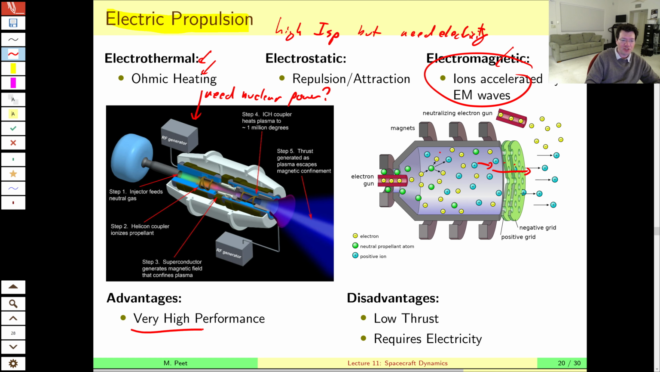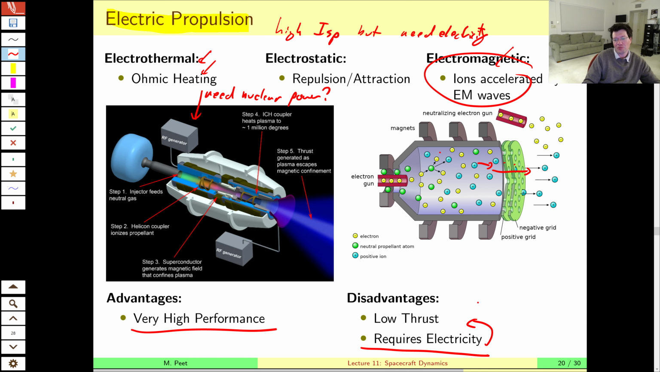The advantage of electric propulsion is very high performance. The disadvantage is mainly that it requires electricity. Of course, the more electricity you have, the higher the thrust. But if you want high thrust rockets, you need boatloads of electricity to make that work.